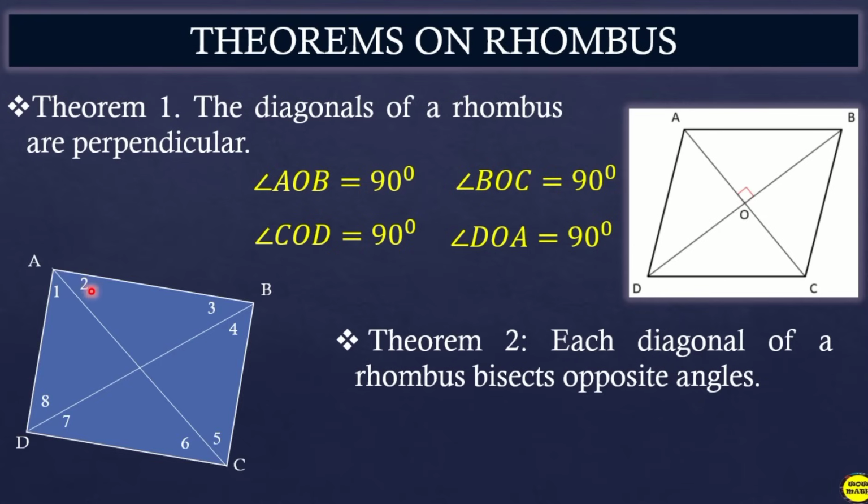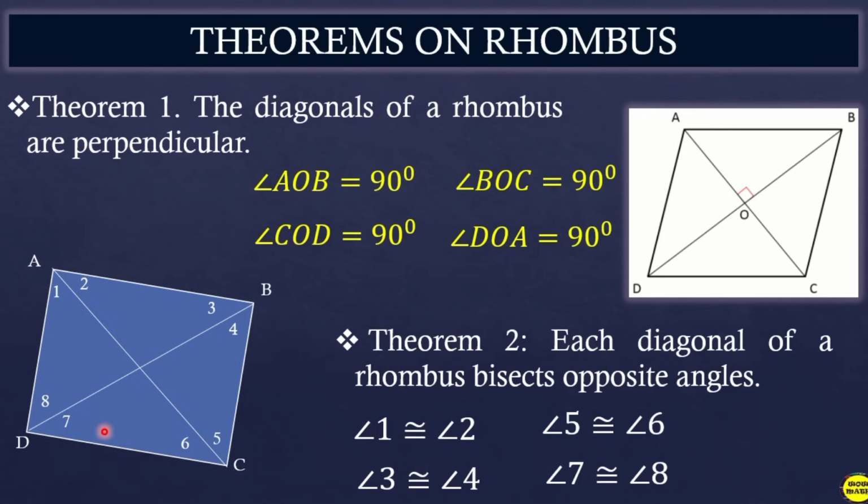So, angle 1 is congruent to angle 2. Angle 3 is congruent to angle 4. Angle 5 is congruent to angle 6. And angle 7 is congruent to angle 8. Kasi the diagonals bisects opposite angles.